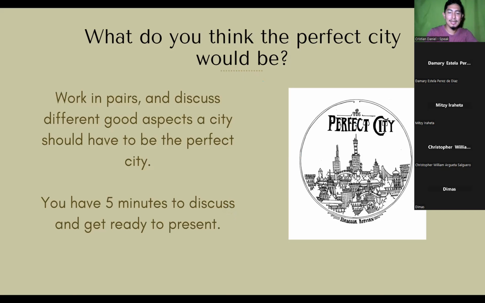Okay. So let's start, everybody, and practice positive things a city should have. For example, I could say, for me, in the perfect city, there should be more security and also more public transportation.